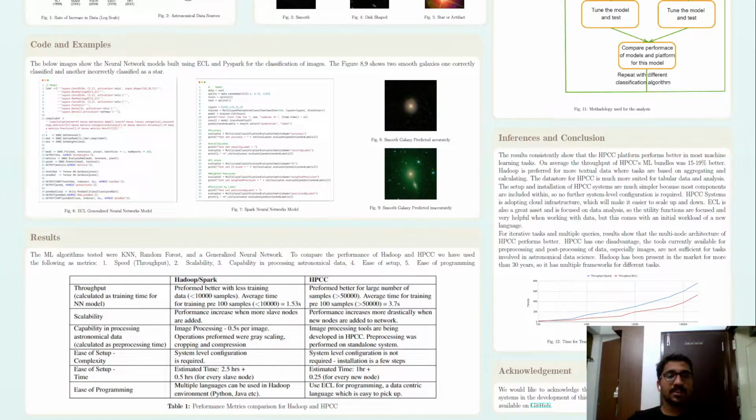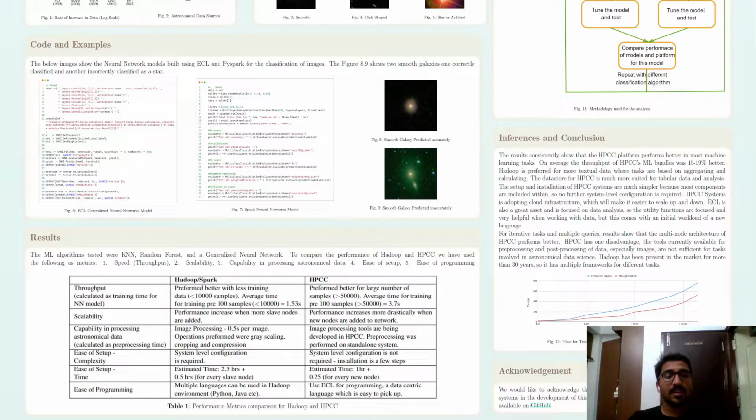Ease of setup. System level configuration is required when setting up Hadoop and Spark, but that is not the case with HPCC, and installation is much easier. The estimated time for setting up Hadoop is around 2.5 hours, and half an hour for every extra slave node. The estimated time for HPCC setup is about 1 hour and around 15 minutes for each new node.